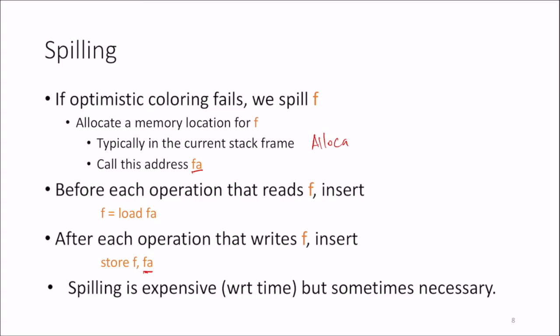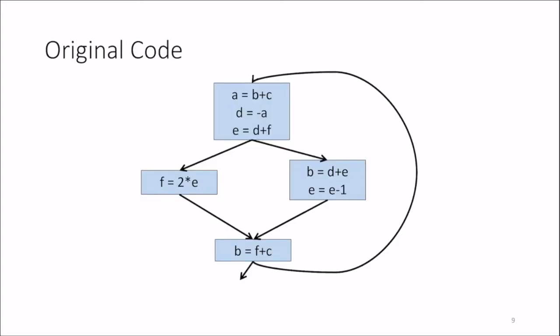Spilling is expensive with respect to the time it takes to load and store, because it has to go out to memory. But it sometimes is the only way that we can get all the locations working. The main thing is that spilling one variable or one location might enable all of the rest to be stored in a register. So by spilling one location to memory might enable efficient register use for all of the other locations. So let's look at this example, which we've been using as an example before.